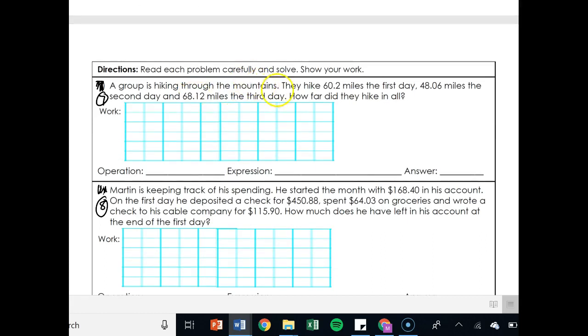It says a group is hiking through the mountains. They hike 60.2 miles the first day, 48.6 miles the second day, and 68.12. How far they hike in all, right? So operation is definitely addition. The expression, it would be 60.2 plus 48.06 plus 68.12, and then you're going to show your work up here and then put your answer right there, right? So it's an addition problem, right?